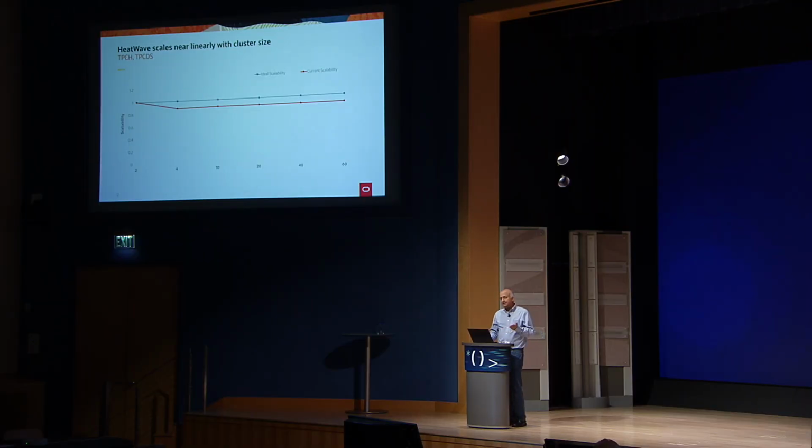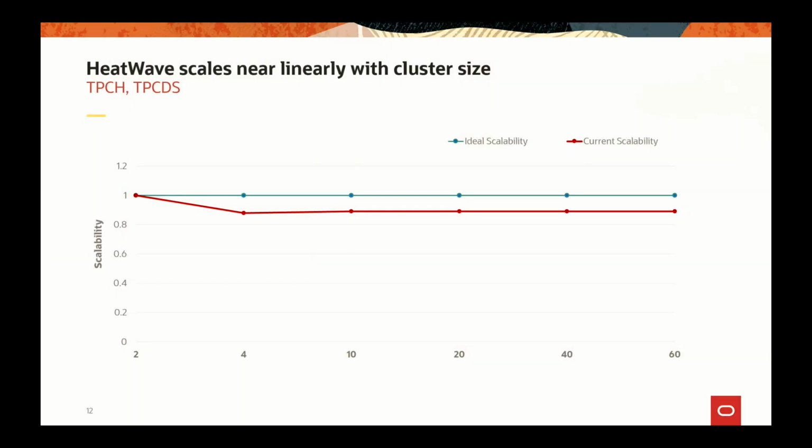The net result is the scale-out performance, right? The query performance of HeatWave scales nearly linearly, right? And these are end-to-end queries. So I'm not showing the scalability for primitives. This is the end-to-end query which is scaling so well.